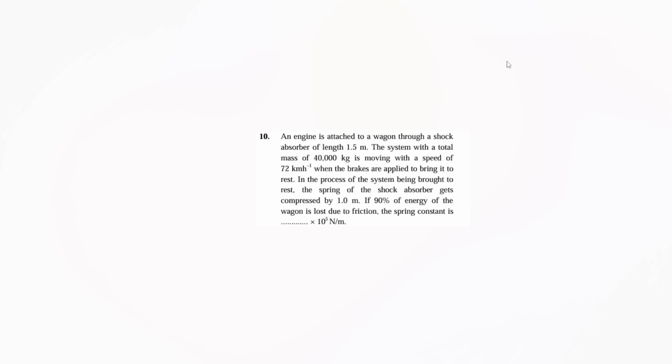All right, so I'm going to work with my given here. I know that my mass of my system is basically equal to 40,000 kilograms. I know that my initial speed is 72 kilometers per hour. We can turn our 72 kilometers per hour into just 20 meters per second.